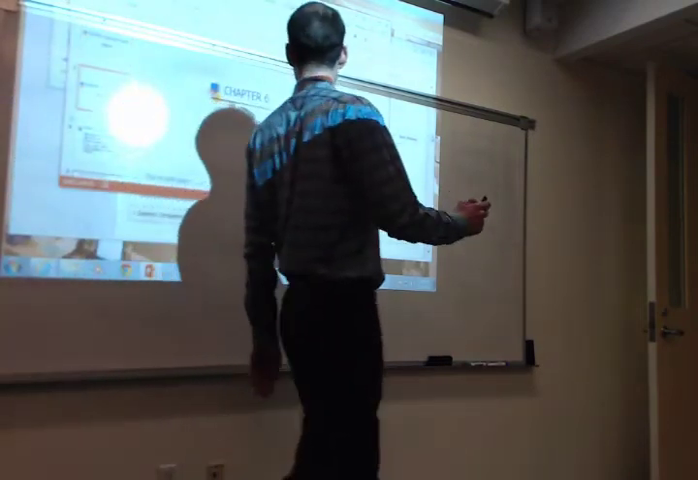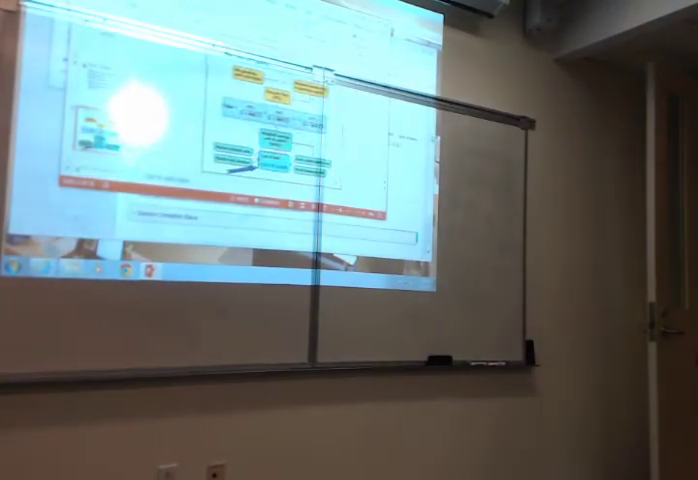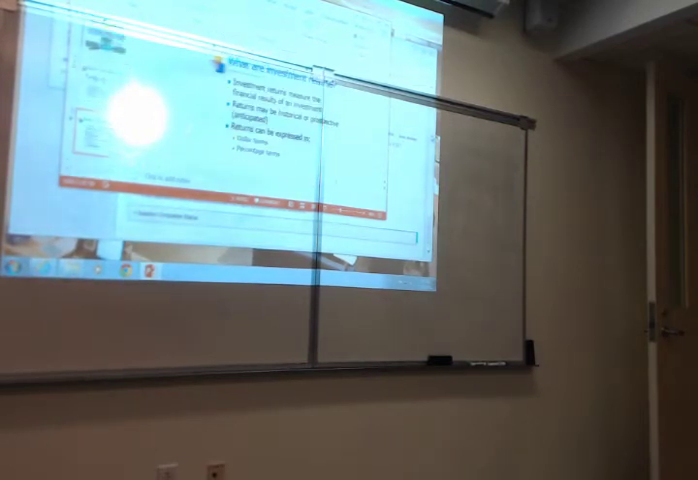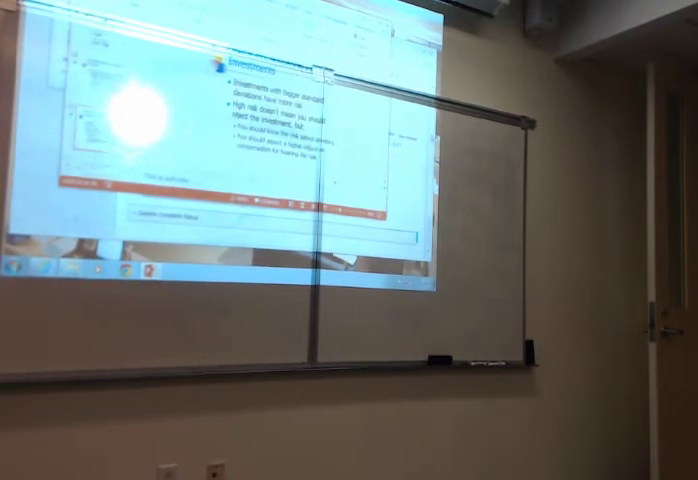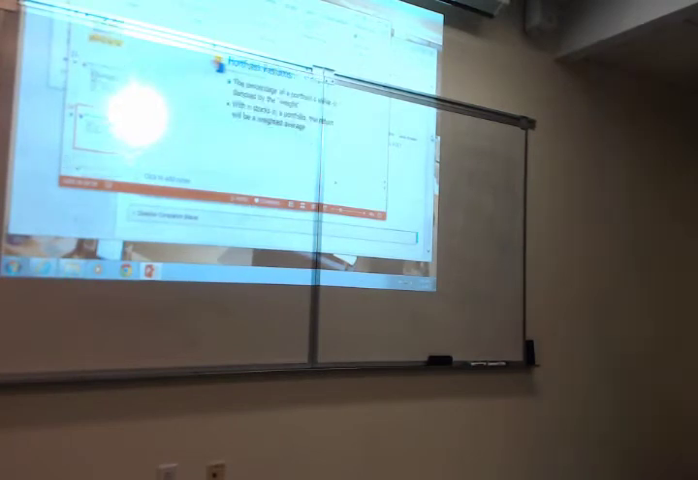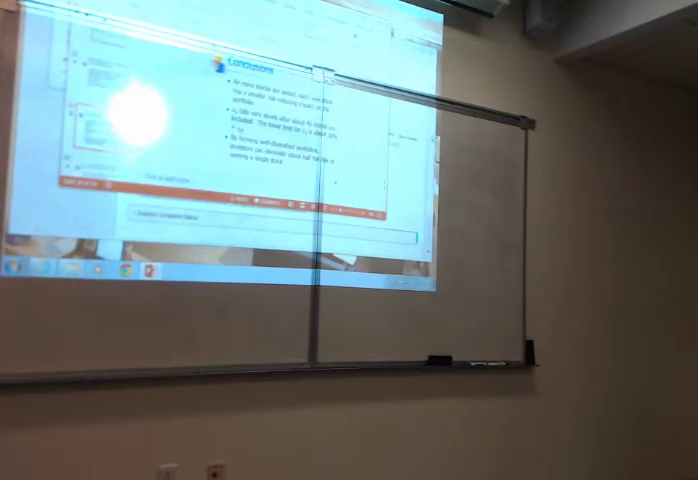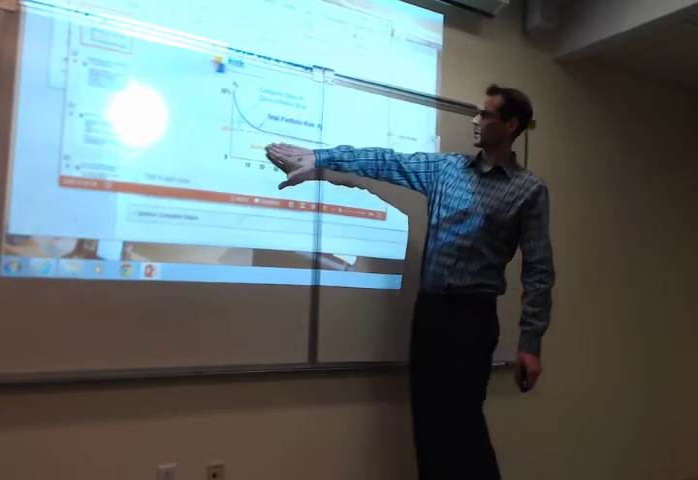Alright. Class 4, risk and return. The primary thing we came up with was the capital asset pricing model, and in particular, beta, and how beta affected things. Let's go back to this graph. Do you all remember this graph?